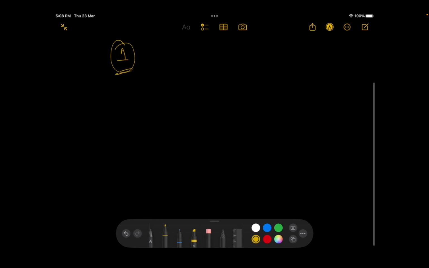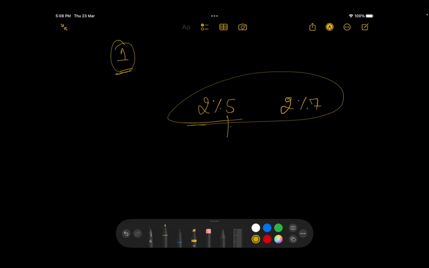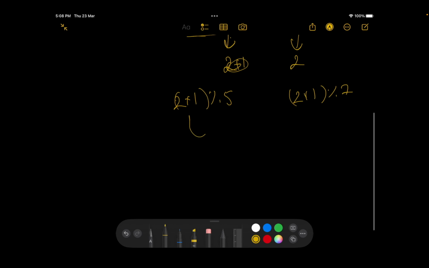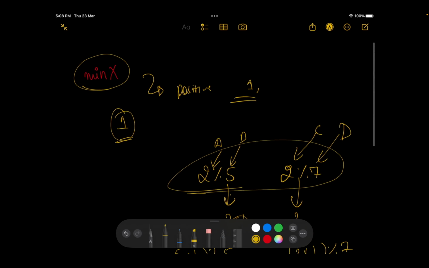Let's say we have 2 mod 5 and let's say 2 mod 7, right? In both these cases, 2 mod 5 is 2 and 2 mod 7 is 2. This is a, this is b, this is c, this is d. We can simply say, okay, add 1 to both of them. So we'll say (2 plus 1) mod 5 and (2 plus 1) mod 7, and this would give you 3, and this will also give you 3. So this is fine.